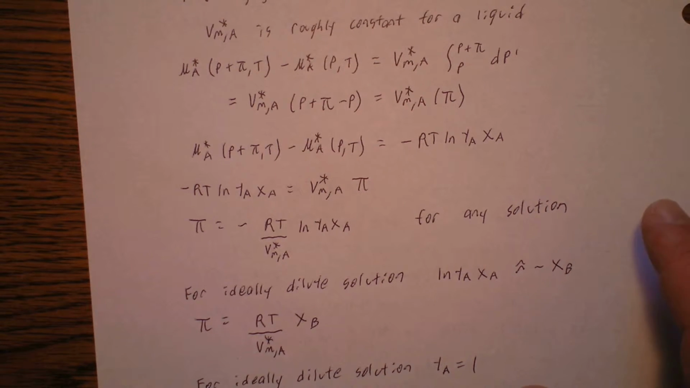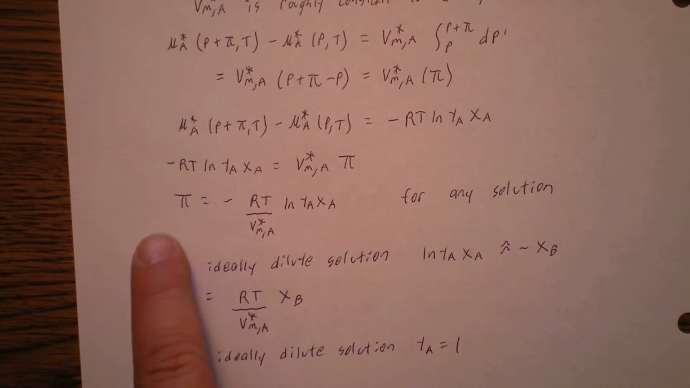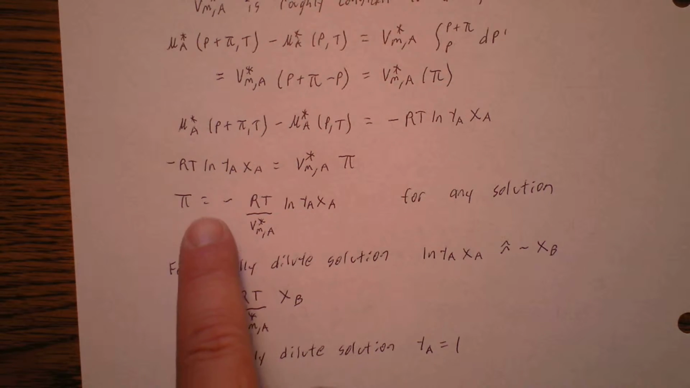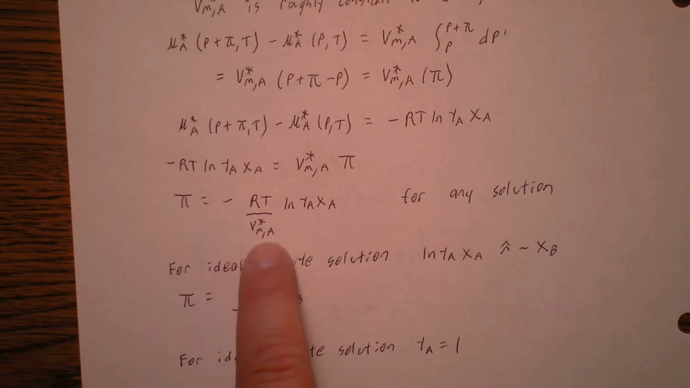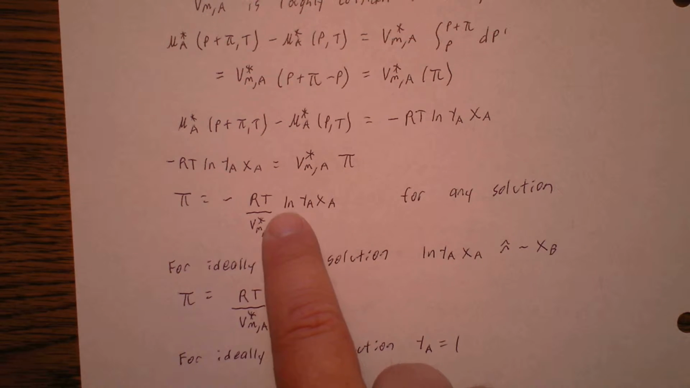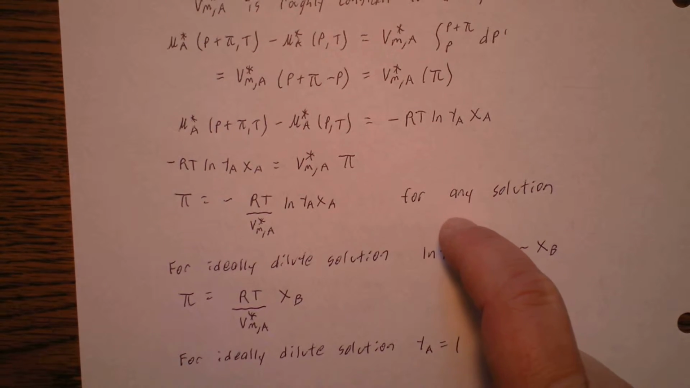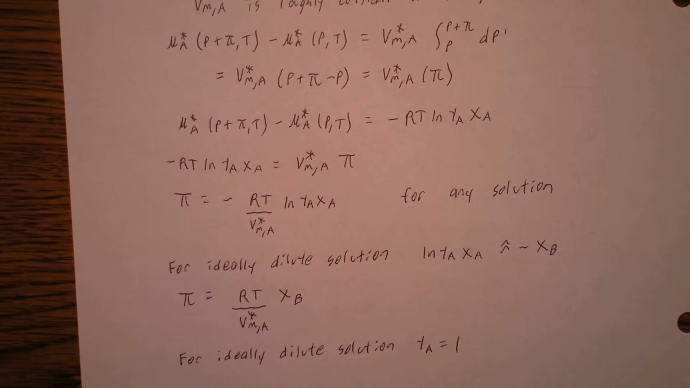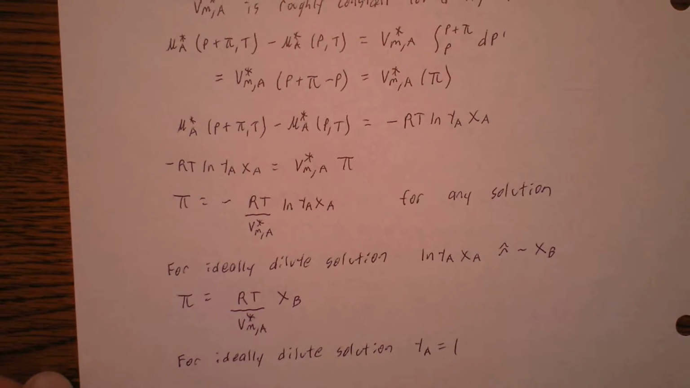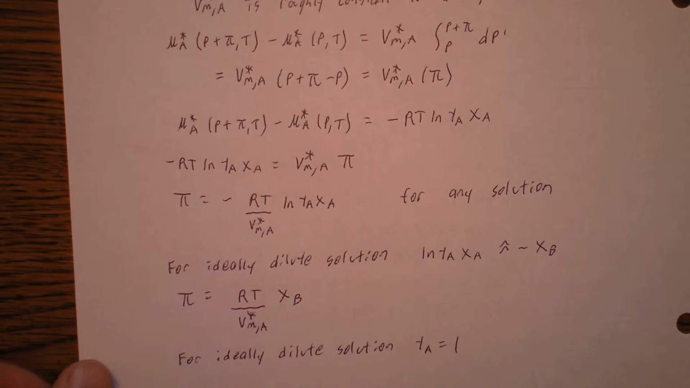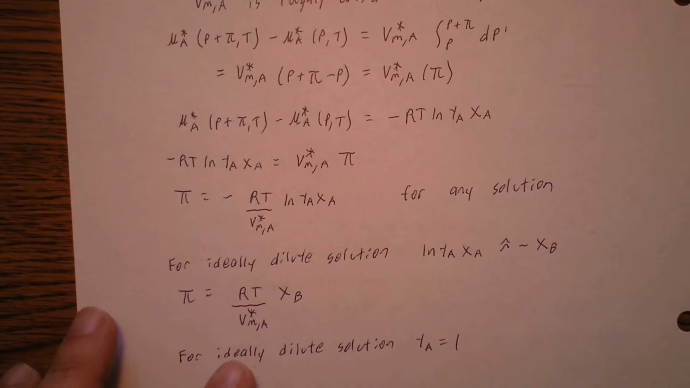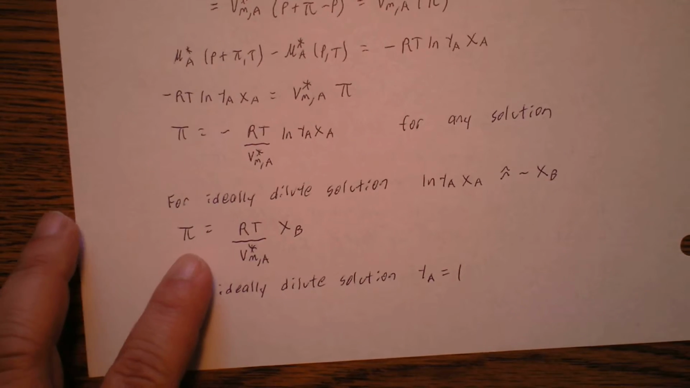Now we can just solve for pi, and we get the osmotic pressure is equal to minus RT divided by the molar volume of A in the pure state times the natural log of gamma A chi A. And this is true for any solution, because really the only assumption we made was that the molar volume is constant because it's not compressible.